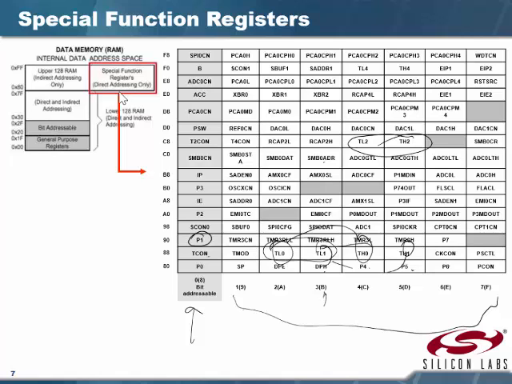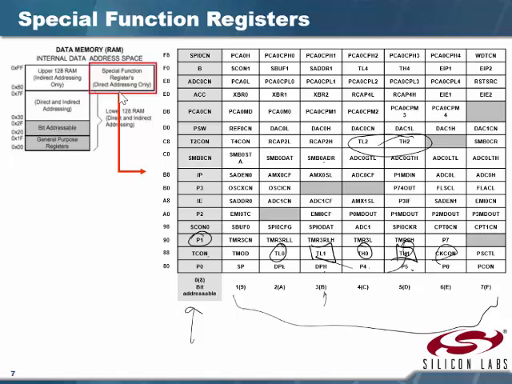Let me just clear that off a little bit. So all this is saying is T0 and T0 go this way, and T1 and T1 go here. We also have a register here.